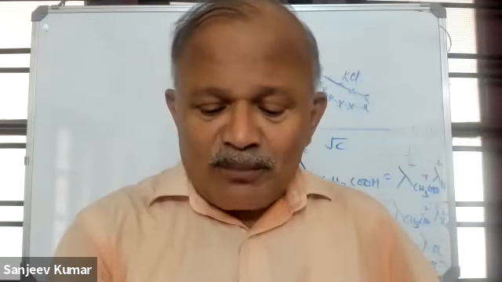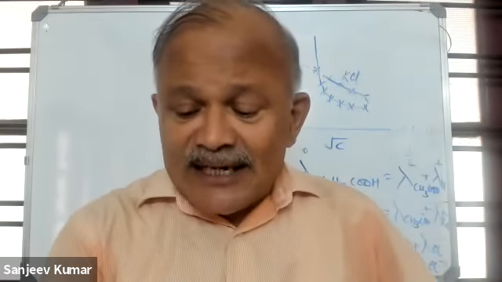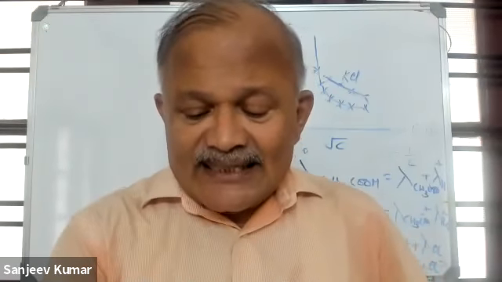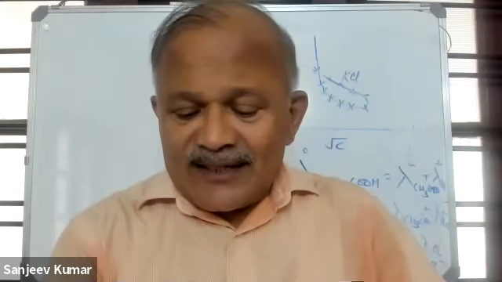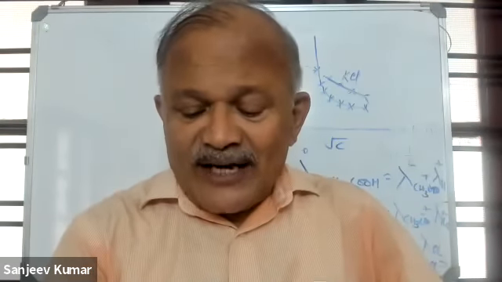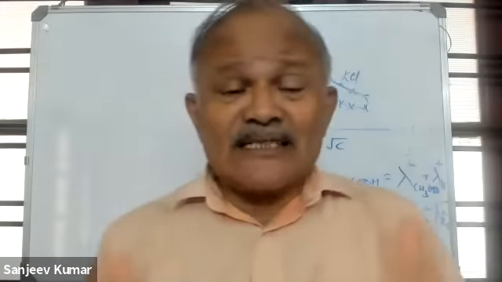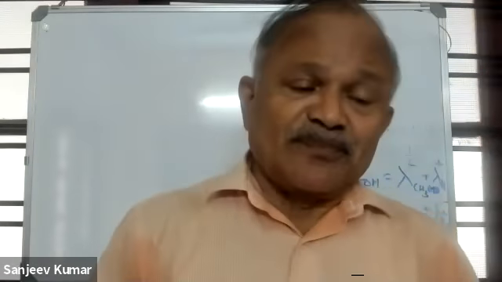Therefore, W, 0.2964, is equal to 63.5 by N, the whole divided by 96,500, into I into T. That is 0.5 into 30 into 60, since 30 minutes means 30 into 60. When you do it, you will get N as plus 2.